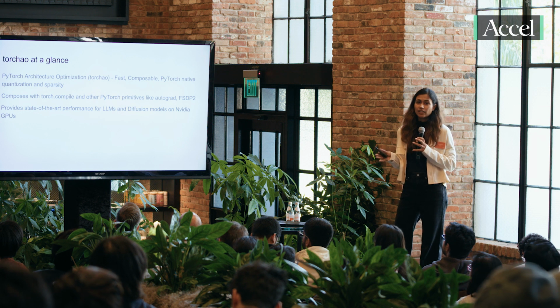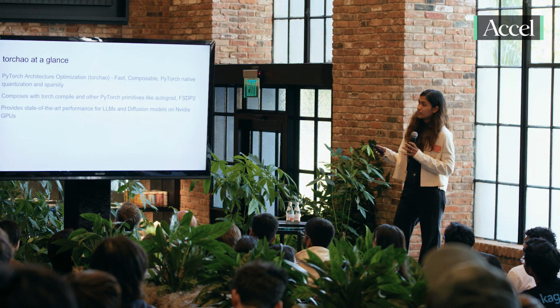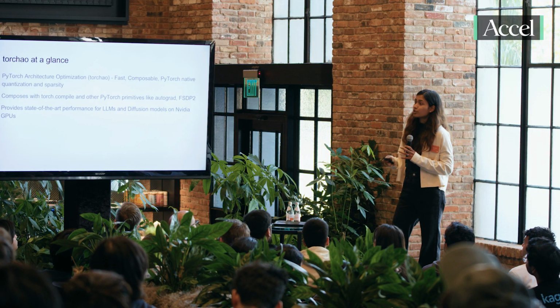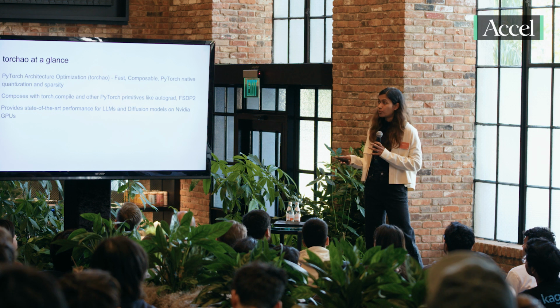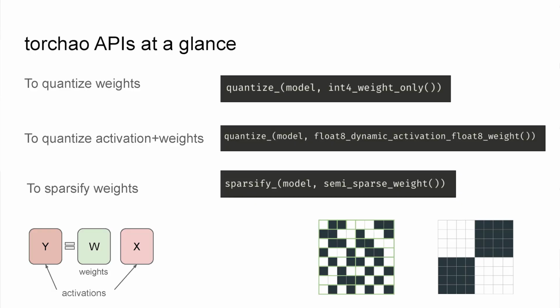So it works great with other PyTorch primitives like torch.compile and other distributed primitives like FSDP2. Instead of just being easy to use and build on, it also provides state-of-the-art performance for both LLMs and diffusion models on NVIDIA GPUs. So the main features that TorchAO provides are quantization and sparsity.